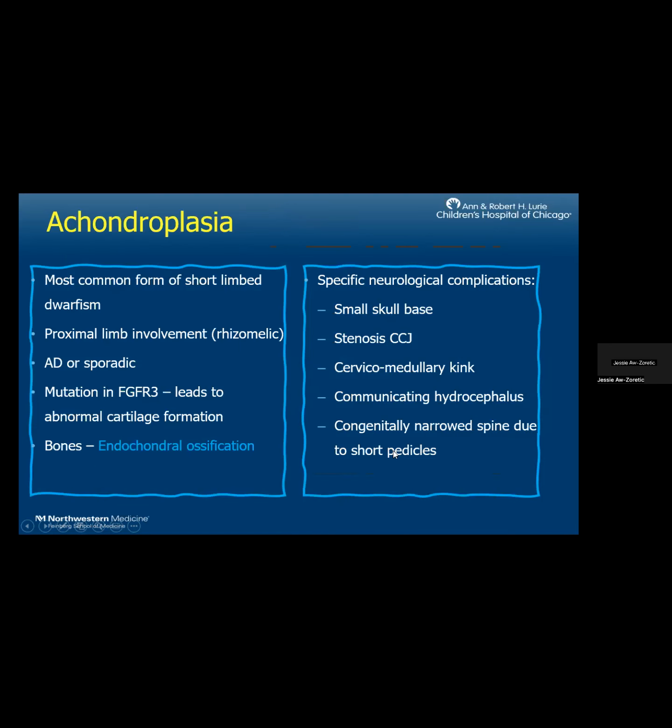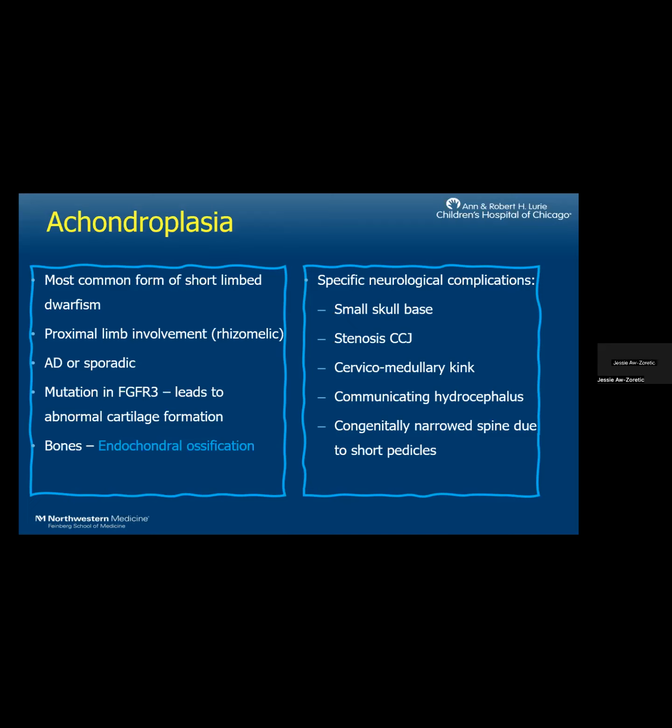Right. So I want to finish and complete the talk on our last entity, achondroplasia. It is the most common form of short-limbed dwarfism. It basically affects the proximal limbs, both the humerus and the femurs, with a predominance. It's either autosomal dominant or a sporadic mutation, and it is a mutation in the FGFR, which is involved in cartilage formation.